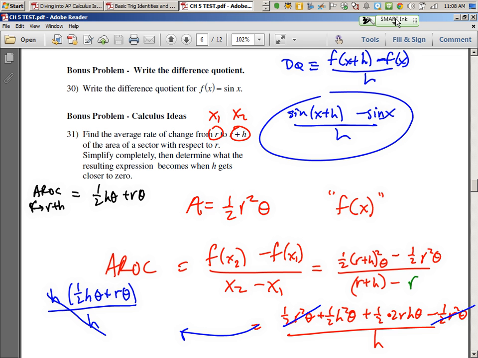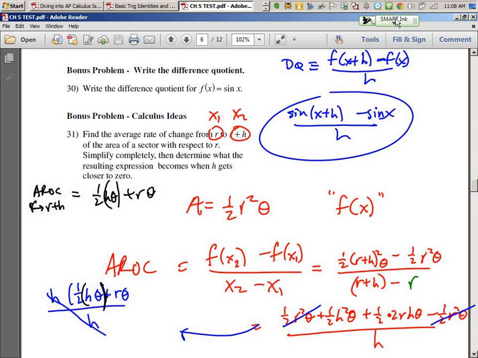And I think it's like that actually. The 1/2 gets pulled out. Oh no, there's a 2. Never mind. It's just the 1/2 is only on the h theta. Okay? Yeah.